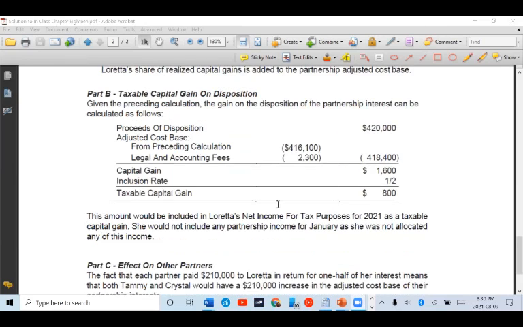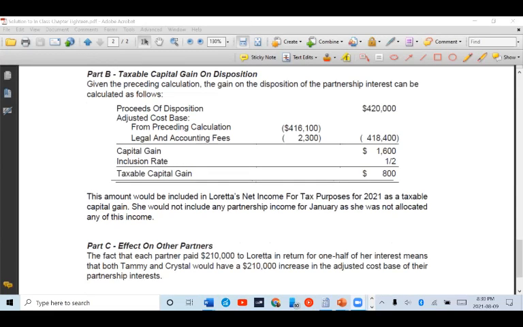So the last bit, we're almost done. Part B, the question says, this is what it's all about, determine her gain or loss, right? So we know what her partnership interest is. She's selling that partnership interest. So that's a capital asset for her. She's going to have a capital gain.